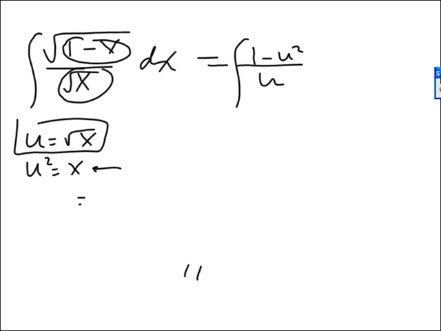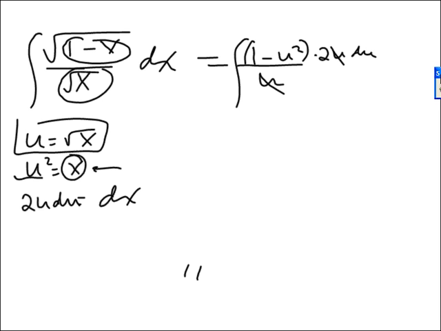Why? Because the differential of x is dx. The differential of the other side is 2u du. So, times 2u du. And the u's cancel out. And I always love to bring constants in front. So I have 2 times the integral of 1 minus u squared du.